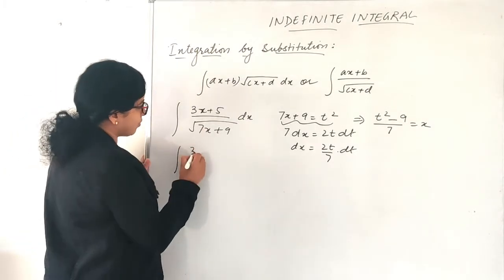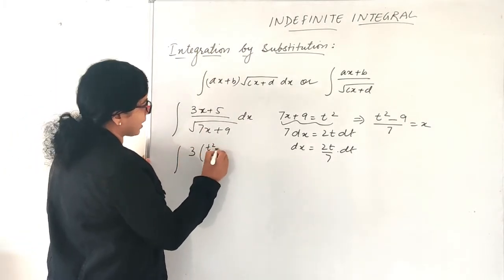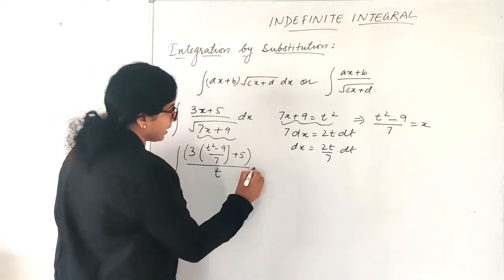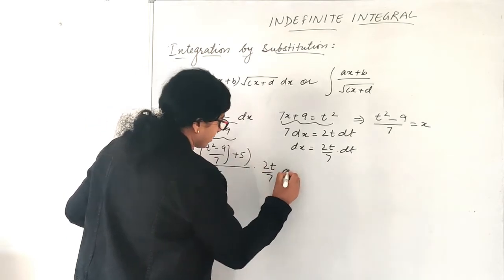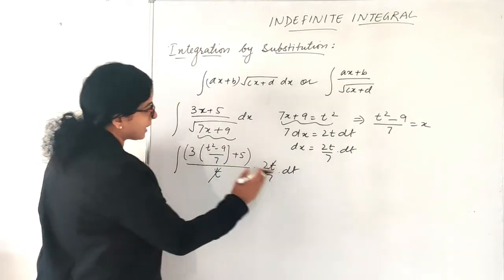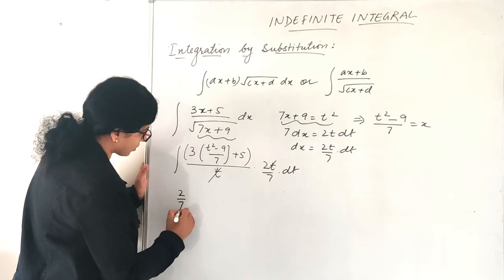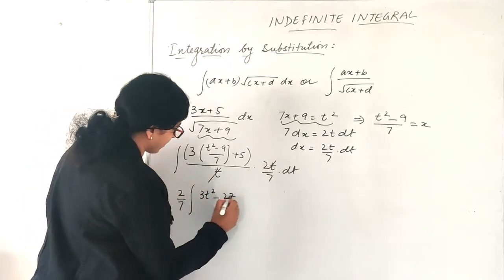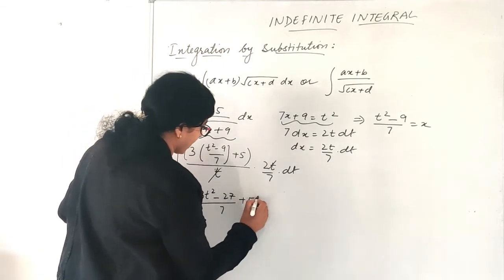So 3. What is the value of x over here? t square minus 9 upon 7 plus 5. So this will become t, and this will become 2t upon 7 dt. We can cancel this. Take out 2 by 7 outside and I am left with 3t square minus 27 upon 7 plus 5 dt. Right?